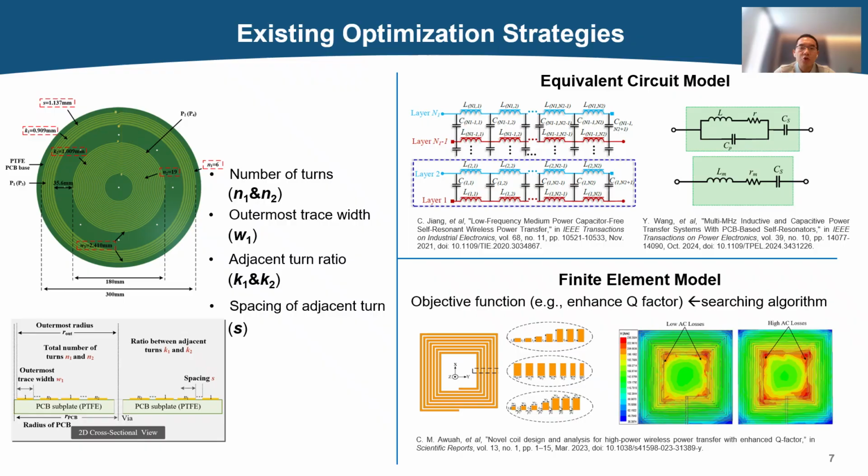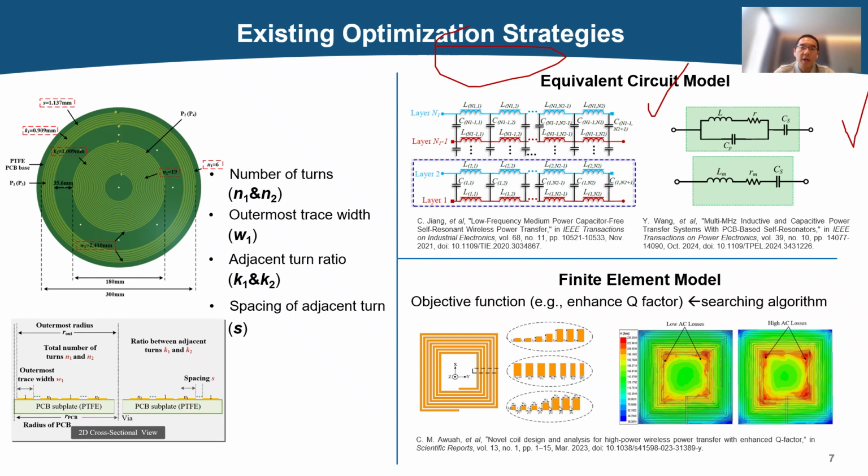A common approach to optimization is to minimize the equivalent resistance derived from the equivalent circuit. But this method is limited in accuracy, whether using a simplified first-order or complicated high-order model. This limitation arises because mutual couplings and the parasitic elements are difficult to be fully captured and represented in circuit-based models. As an alternative, optimization can be performed using the finite element model.